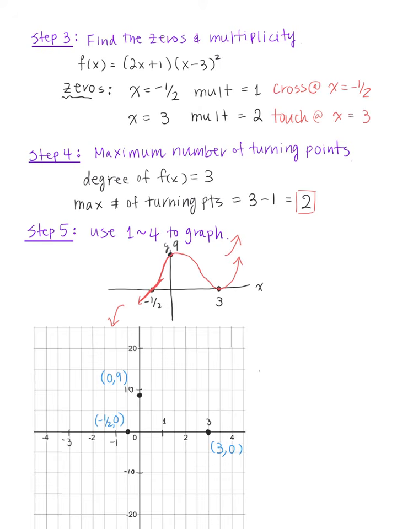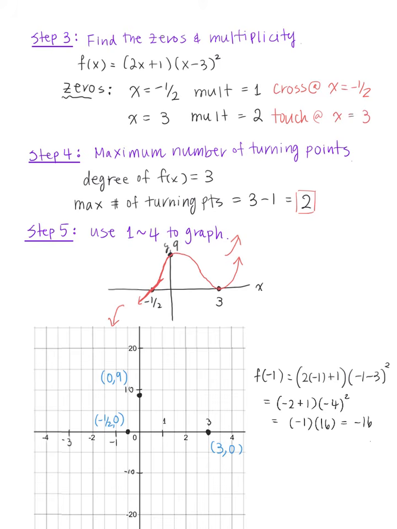So I'm going to compute f of negative 1, just an extra point. Then I'm going to have 2 times negative 1 plus 1, and then here you're going to have negative 1 minus 3 squared. All I did was plug the negative 1 into our given function. So this is the same thing as negative 2 plus 1, and then negative 4 squared. So this is going to be negative 1 times the negative 4 quantity squared, which is 16. So this will be negative 16.